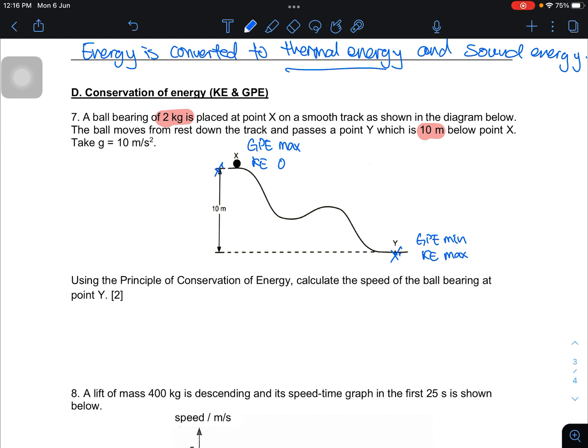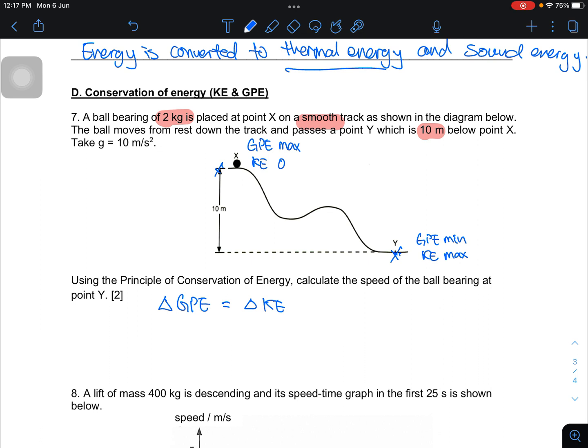Of course, as it rolls down, there is a likelihood that heat and sound is produced. But because the question says this is a smooth track, meaning there is no friction, we're going to assume there is no thermal energy loss. So what is the change in GPE? Let's write it down first. Change in GPE. But I'm not going to calculate it first. The loss in GPE will definitely become the gain in KE, right? We talked about the principle of conservation of energy. So I want you to show this step first: loss in GPE equals gain in KE.